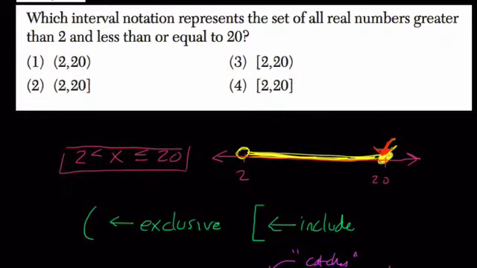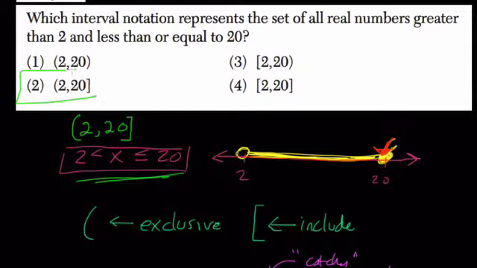But here, think about what we have. If I was solving this, I would write this out in this form right here, because then I know it goes from 2 to 20. You always put them in with a comma there. It does not include 2, so I put the curved bracket at 2. And it does include 20, so I put a square bracket there. And that leads us to our answer, choice 2.